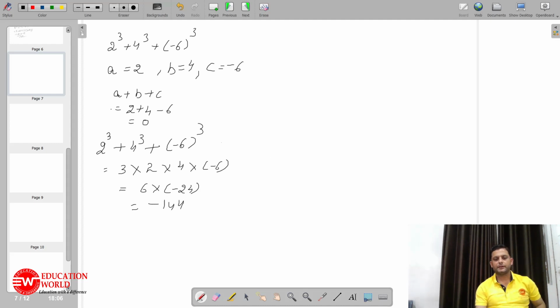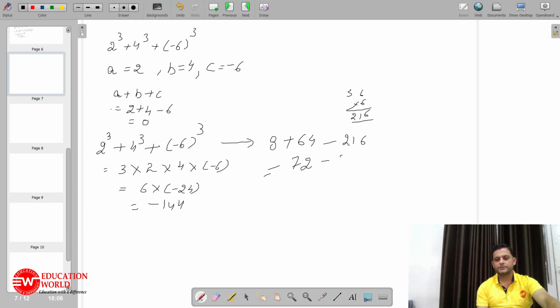Now you can see another thing. If you want to do it separately, how will you do it? 2 cubed is 8, 4 cubed is 64, then minus 6 cubed: 6 sixes are 36, 36 into 6 is 216. So 8 plus 64 gives 72, minus 216. When you subtract, what are you going to get? Minus 144.